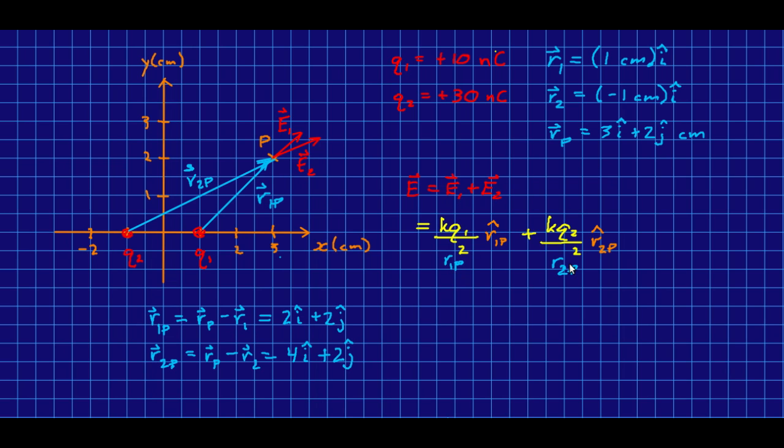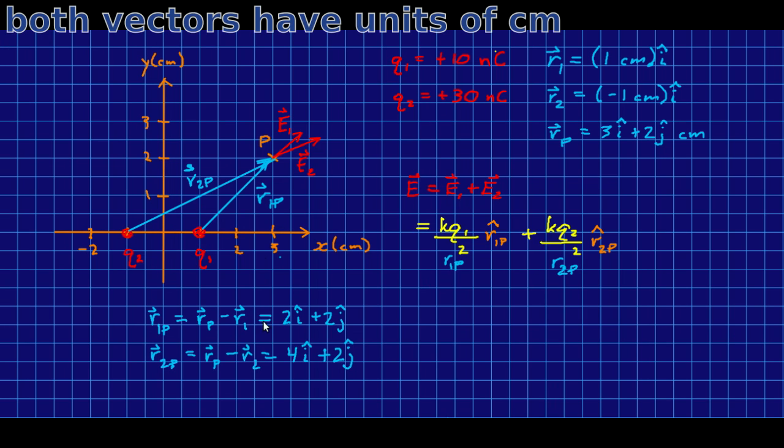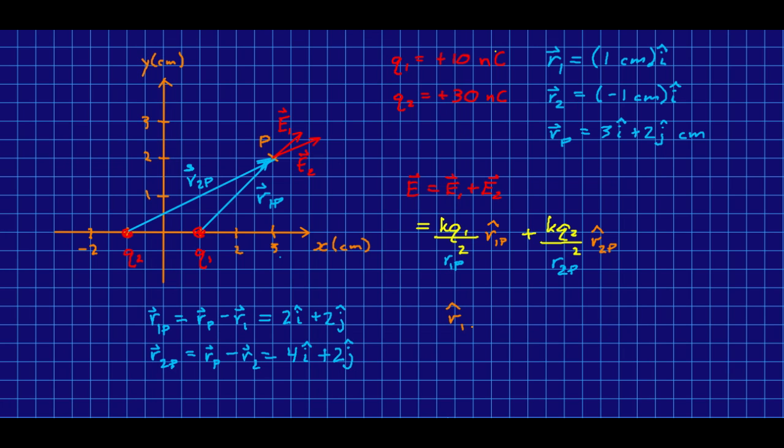We will need here the sizes of these vectors r1p and r2p. And you can get r1p vector and r2p vector either by the appropriate vector subtractions using these vectors we already know, or in fact you can just read them straight off the diagram, right? Over 2, up 2, over 4, up 2, that tells you what those vectors are. Once you've found those, you can find the r hat vectors using the usual trick.